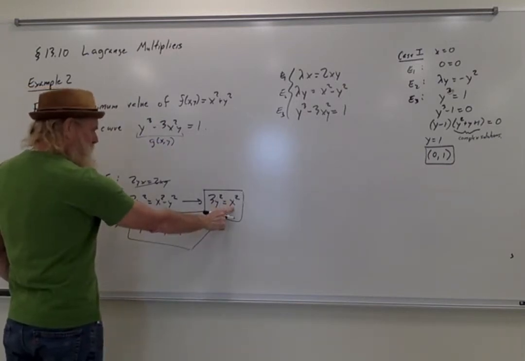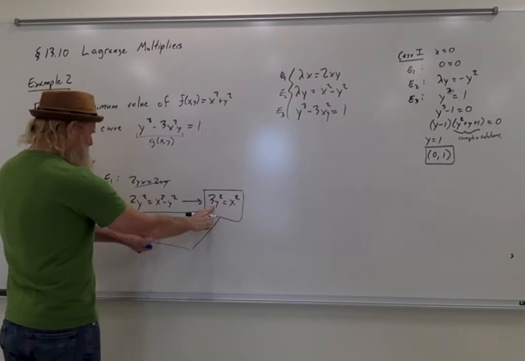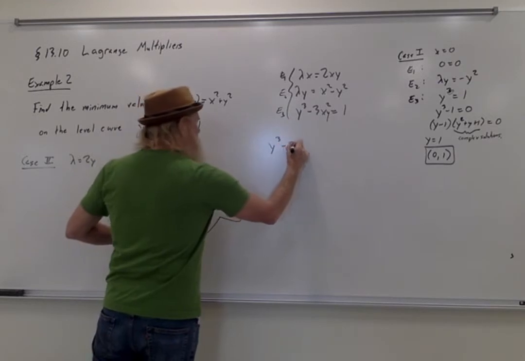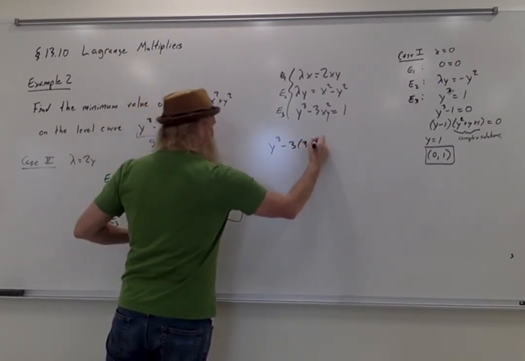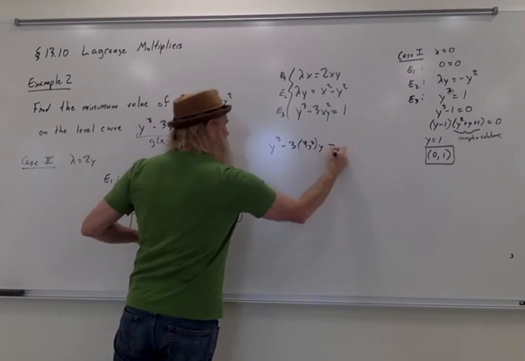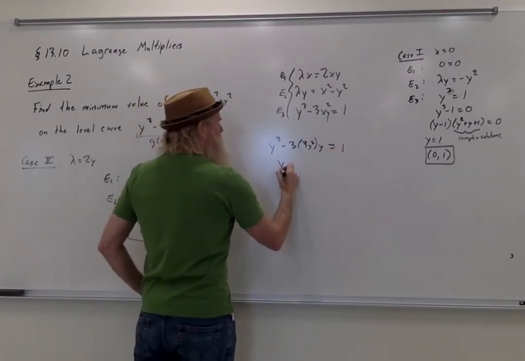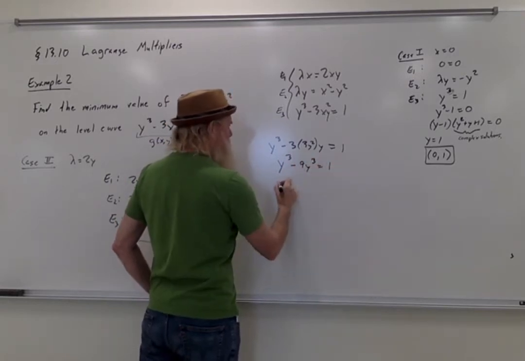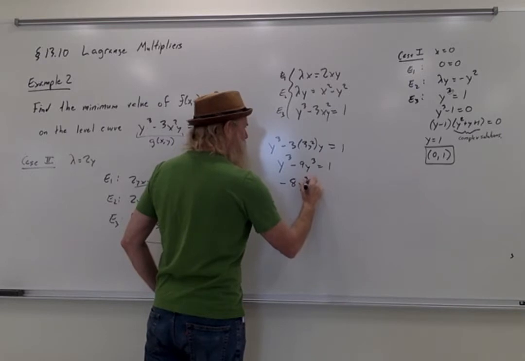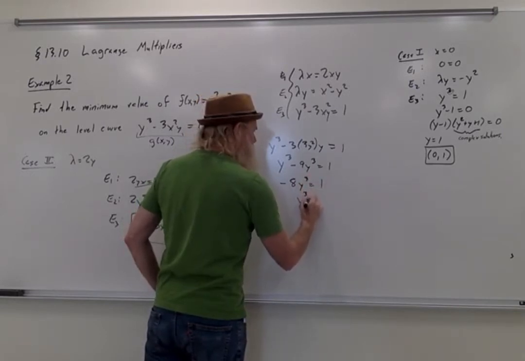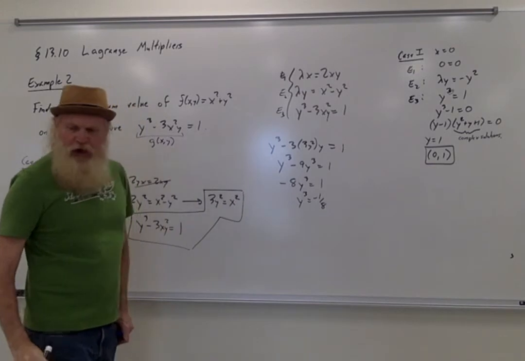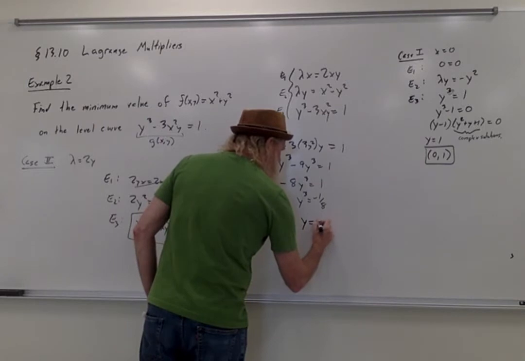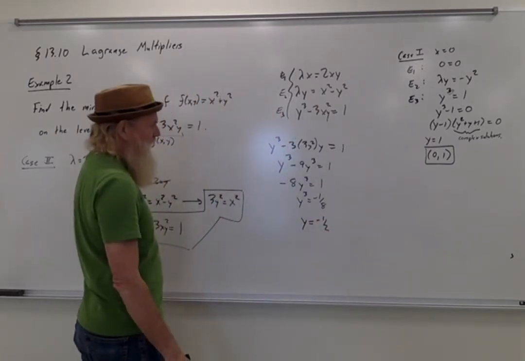Notice that this x squared, which is equal to 3y squared, could be substituted in here. So y cubed minus 3 times 3y squared times y equals 1. So y cubed minus 9y cubed equals 1. So negative 8y cubed is 1. So we get that y cubed is negative an eighth, or by taking cube roots, y is negative a half.